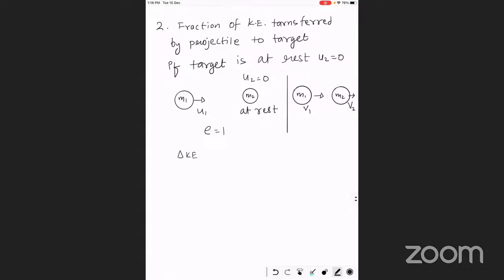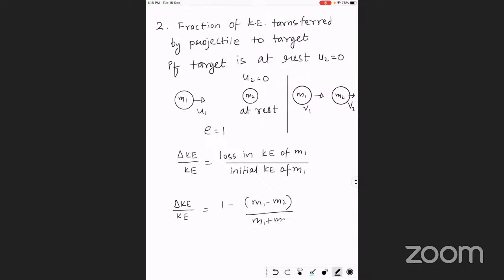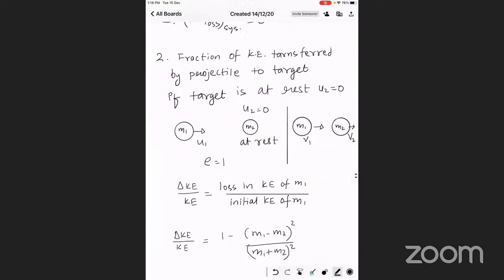So I represent it by delta KE by KE, means the loss in kinetic energy of m1 divided by the initial kinetic energy of m1. Could you understand that? This has a very fast, quick formula, (m1 minus m2) upon (m1 plus m2). This was the formula, am I right? Yes, sir.